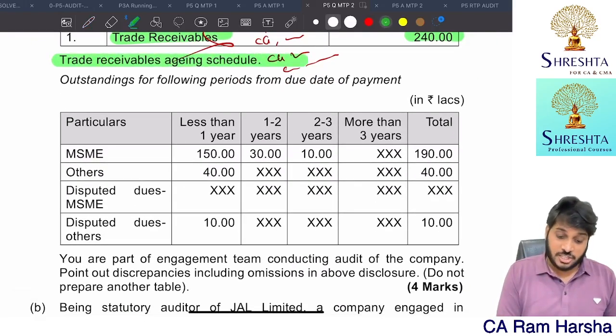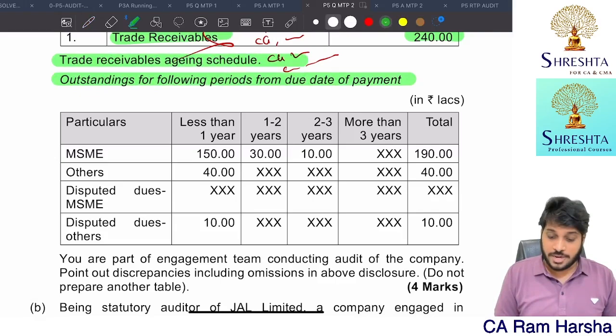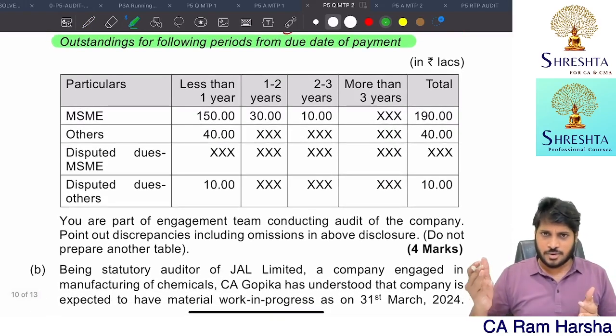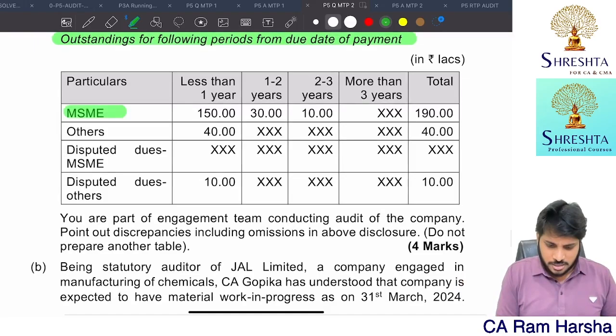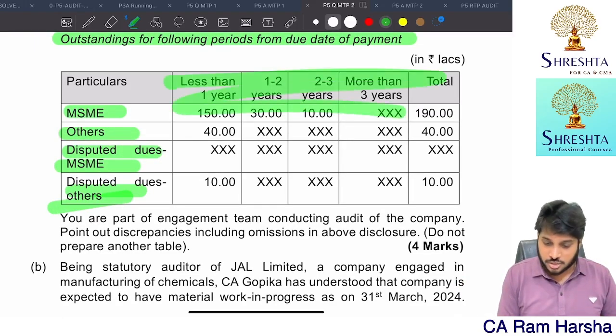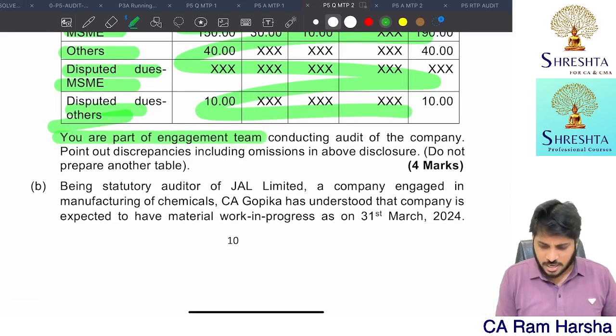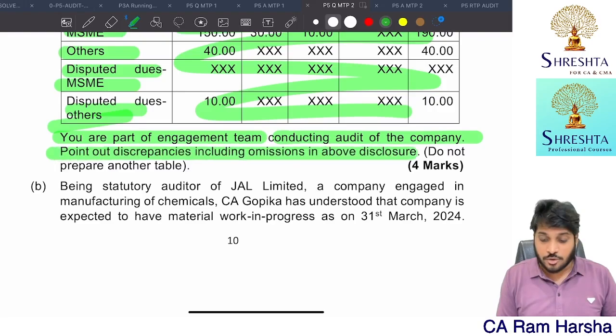Trade receivables aging schedule outstanding for the following period from the due date. Aging schedule we must show less than 6 months, 6 months to 1 year, 1 to 2 years, like that. You see here they have given MSME. This is actually trade payables disclosure requirement. This disclosure requirement is as per trade payables, not for trade receivables. You are part of engagement in conducting audit of the company. Point out discrepancies including omission in the above. What disclosures they omitted regarding trade receivable?